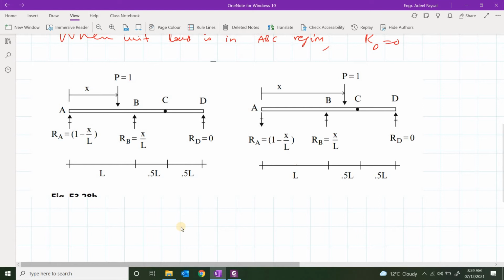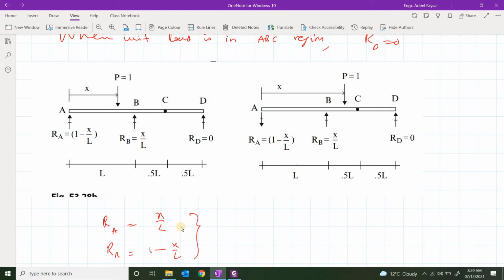Okay, so you can see that in both cases, you have the same expressions for RA and RB. Agree? It means that RA is equal to x over L and RB is equal to 1 minus x over L when this is true. Agree?